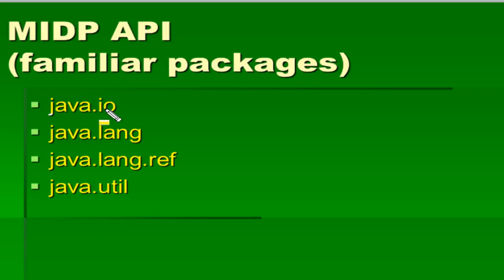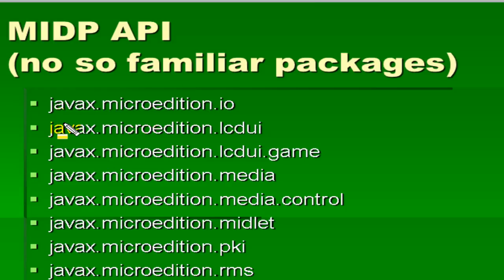You must be knowing all these, but we also have some packages which are not familiar from the J2SE. They're only specific to the J2ME. And the bundle of packages we got here is like Java micro edition.io, microedition.lcdui, lcdui.game, media control, midlet.pki, and RMS. We will be dealing a lot with RMS later on.